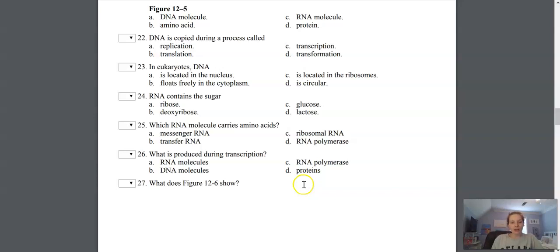23, and eukaryotes' DNA is... please get those correct. Oh my goodness.